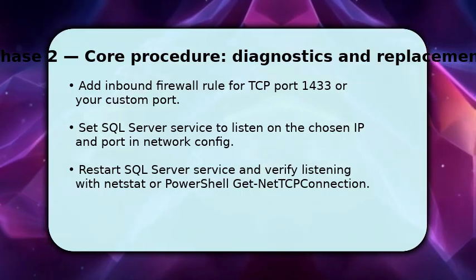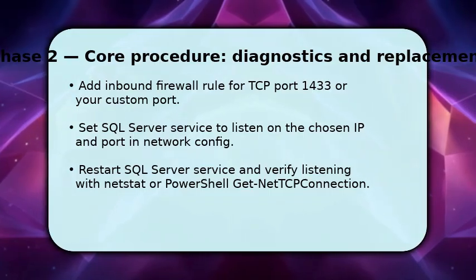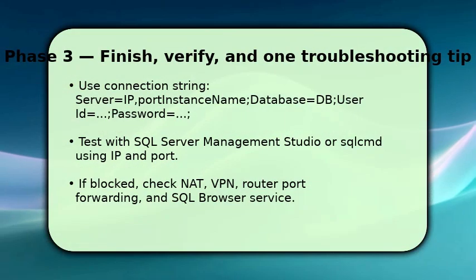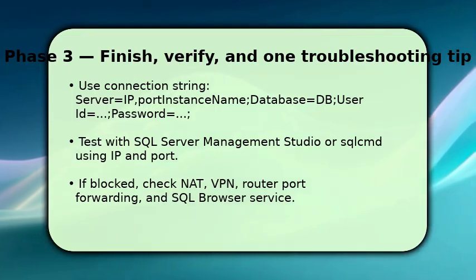On the client, build the connection string using the server IP and port. For example, server equals 192.0.2.10,1433 instance, then include database and credentials.